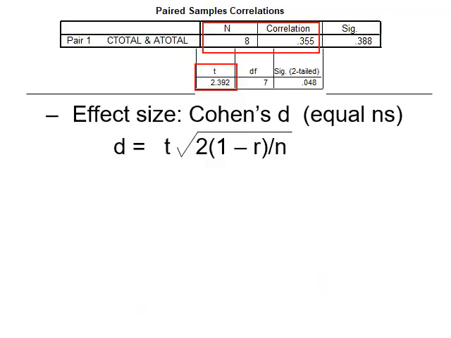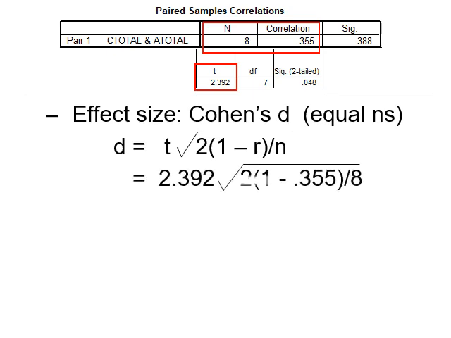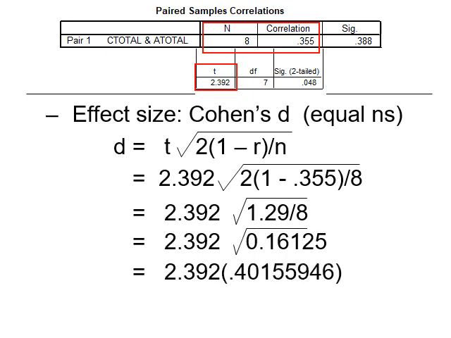So let's walk through where we get those numbers from. Again, we've got the square root of 1 minus r times 2 divided by n, multiplied by t. So t is 2.392, r is 0.355, and n is 8. And then we're simply going to solve. We're going to walk through that equation, and we're going to get our Cohen's d. Now again, remember a Cohen's d of 0.8 or higher is a strong effect, and again we find this is a strong effect size. Cohen's d of 0.96.